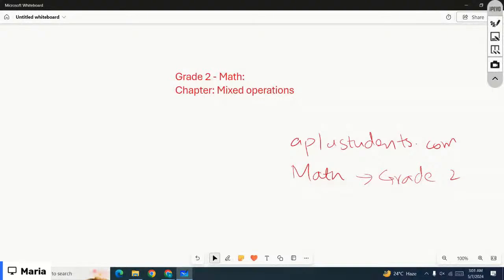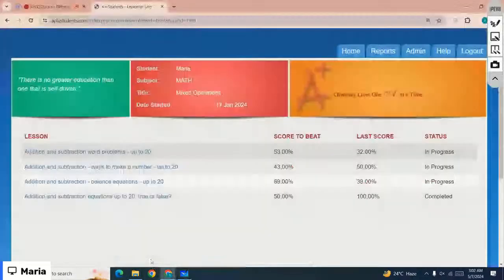Please make sure you have your notebook and pencil so that you can note down the important examples and definitions as well. Okay, here I'm on grade 2 math. The chapter we are on is mixed operations. Let's just start with the first lesson.